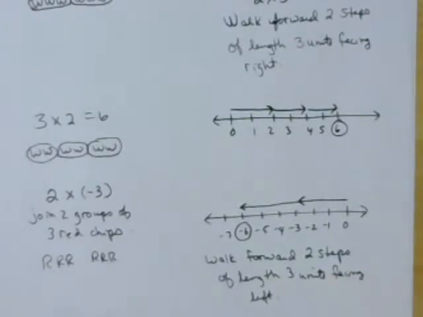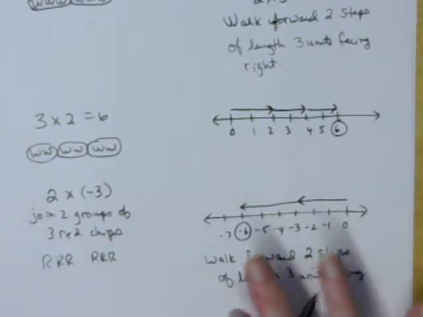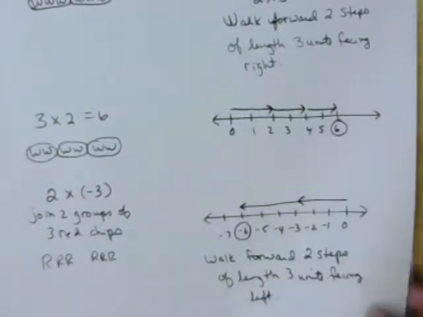Okay, so those are pretty straightforward. When the first factor is positive, it means you're joining groups of chips or you're walking forward the steps that you're taking. Now let's see what happens when that first factor is negative.